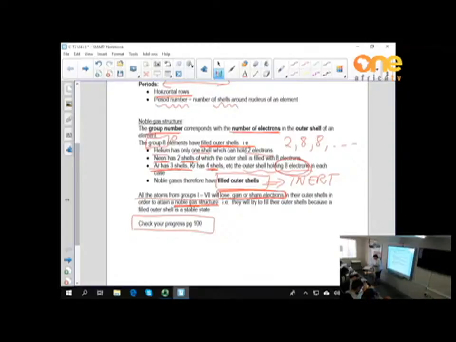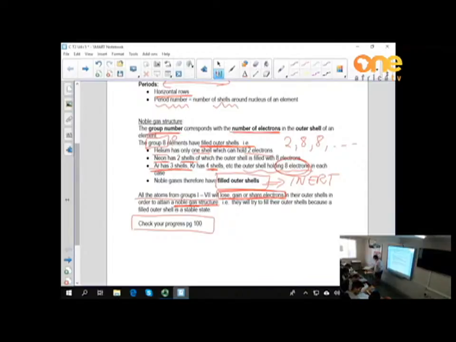Question 3. All elements in group 4 of the periodic table have the same number of protons and neutrons. Is that true? No, it's got nothing to do with protons and neutrons. B, will have the same number of electrons in their outer shell. Yes, the group number tells me how many electrons there are in the outer shell. So C and D would also be incorrect. They will have similar chemical properties.